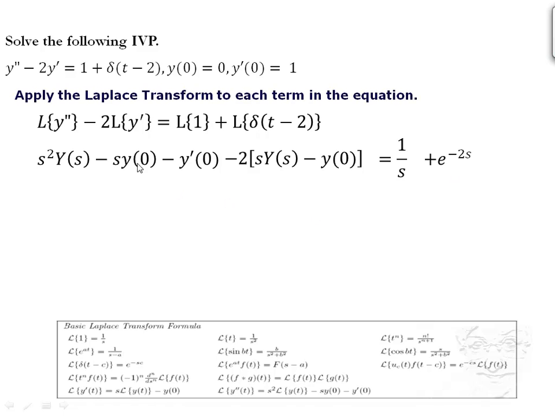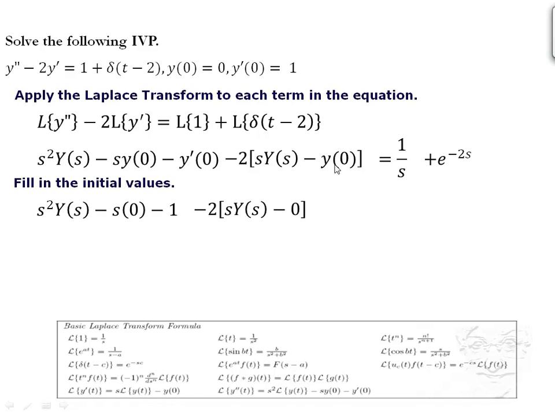Okay, so now let's go back and fill in our initial values. We know that y of 0 is equal to 0. That's going to cancel out the second term and the last term on the left side of the equation. And y prime of 0 is 1, so we're going to get a 1 here. So there's my y of 0 is 0. Y prime of 0 is 1. Here again y of 0 is 0. And the right side doesn't change. So let me cancel out those 0 terms.